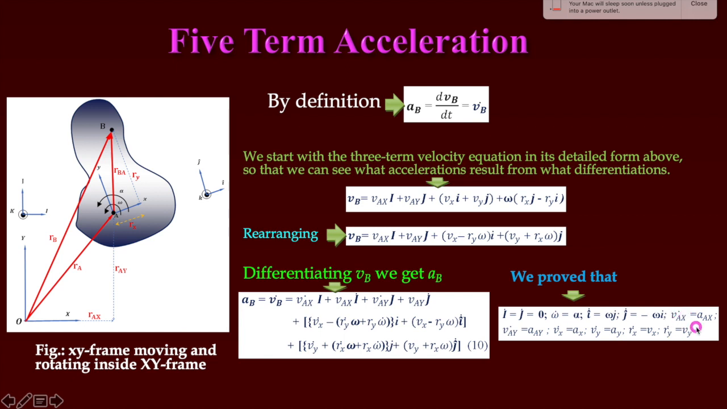The v dot ax can be written as acceleration. V dot ax means dvax by dt, the acceleration of point A. Similarly, v dot ay means ay acceleration, and here v dot x can be written as ax, v dot y can be written as ay, r dot x means drx by dt, so it is vx. So likewise we are representing all these terms and we will substitute this in equation 10.